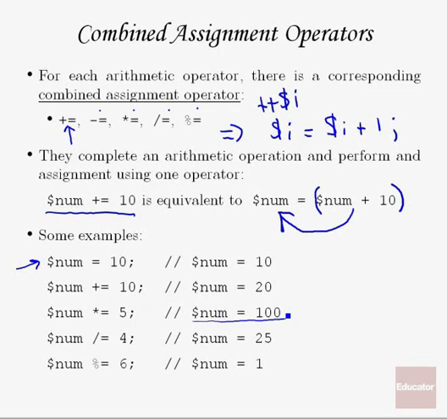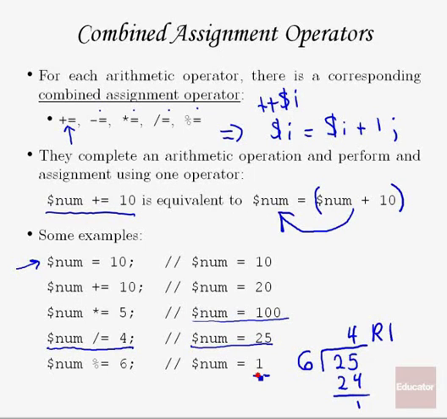A similar pattern follows. If we use the combined division assignment operator, it's going to say take the value of num, which is 100, divide it by 4, and set that back to be the value of num. So in this case, num equals 25. And then the modulus operator works the same way. It's going to say take the value of num, which is 25, mod it with 6, and store the result back in num. Just to show the mod operator again, 6 goes into 25 four times, we get a remainder of 1, so that's why this is equal to 1.